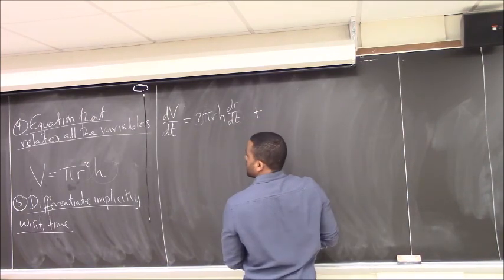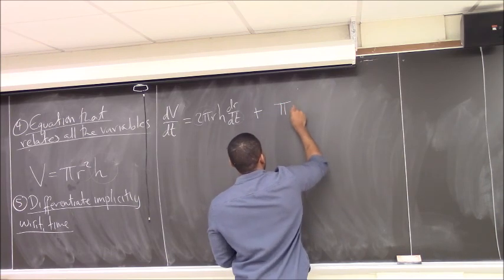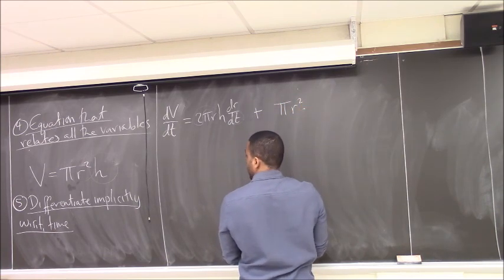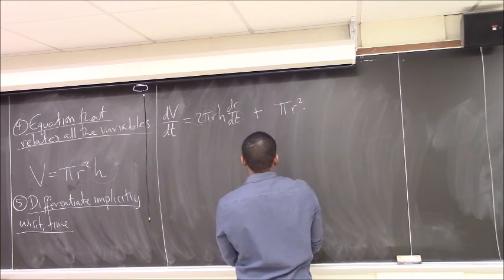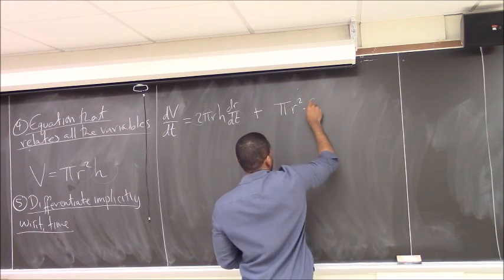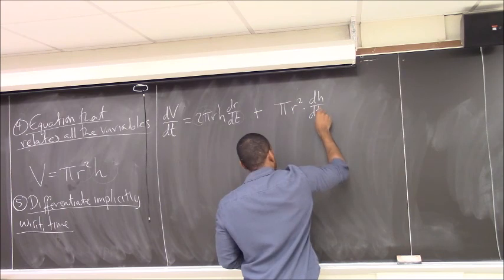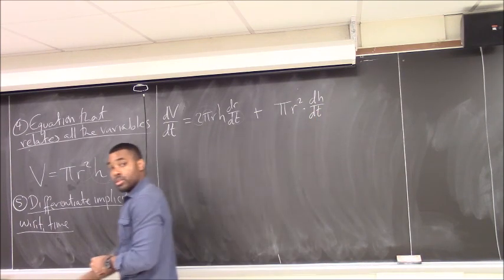Plus, now I leave the pi r squared alone, and what's the derivative of h with respect to t? 1, so it's dh over dt. Right, 1 dh dt. And so that's the derivative.